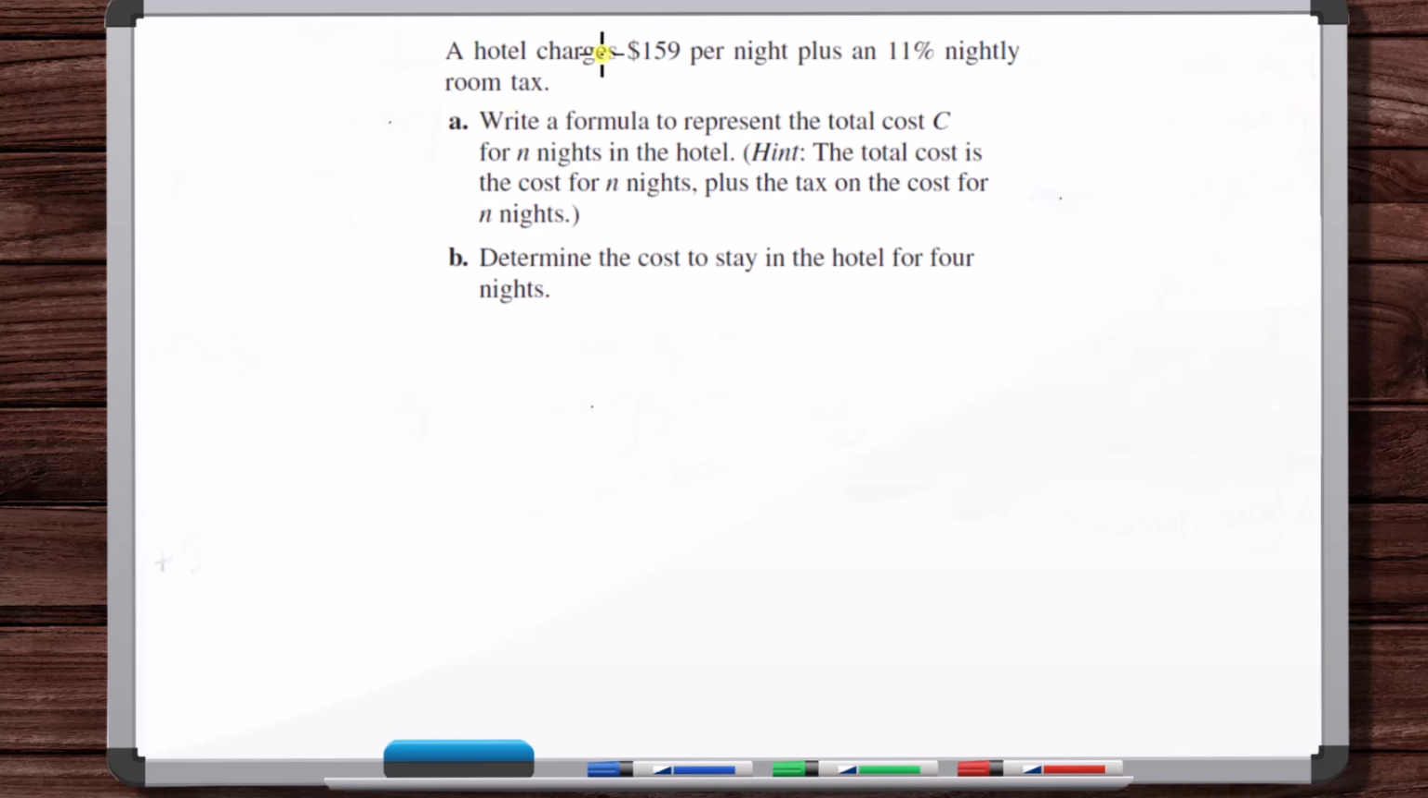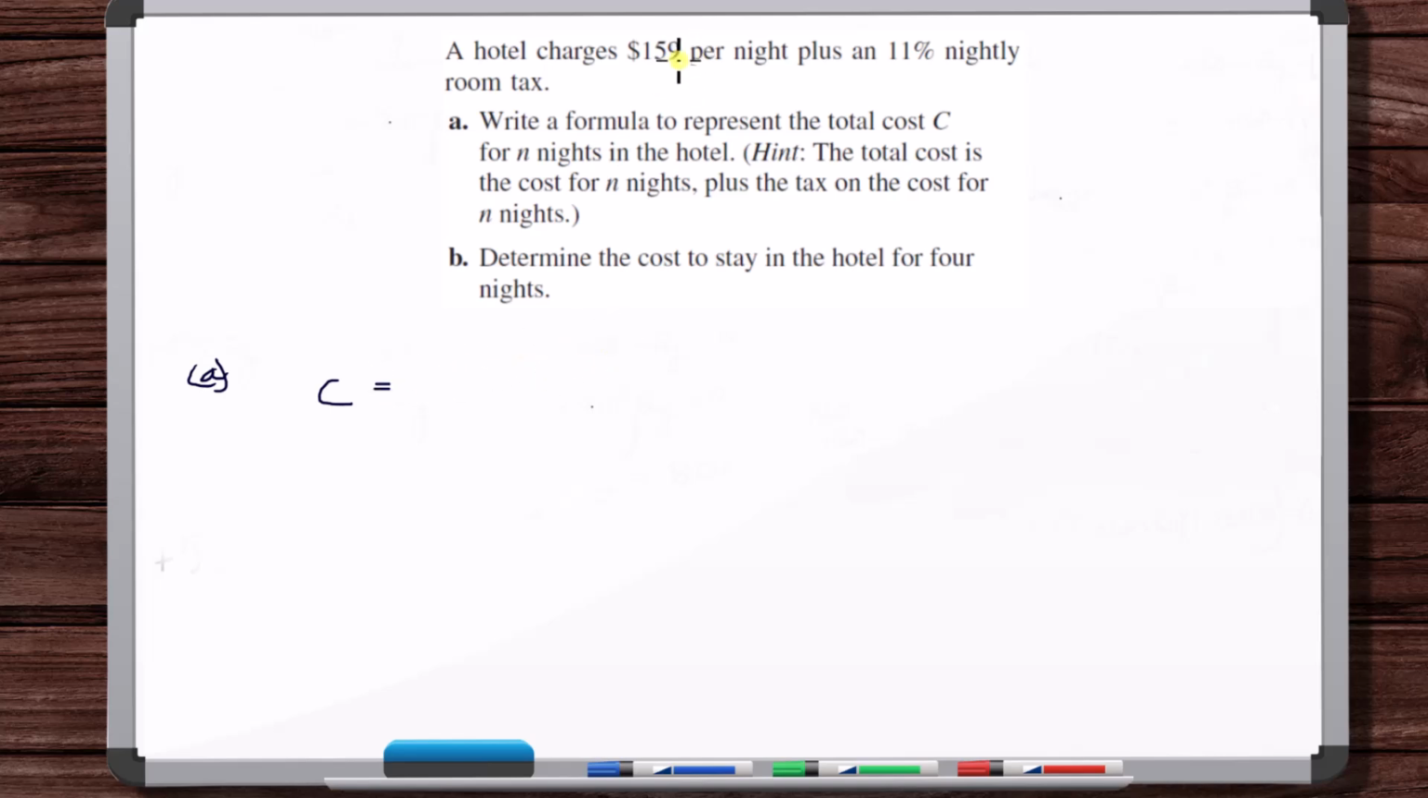Last problem. A hotel charges $159 per night plus an 11% nightly room tax. Part A. Write a formula to represent the total cost C for N nights in the hotel. Hint, the total cost is the cost for N nights plus the tax on the cost for N nights. All right, so write a formula for what? That represents the total cost. C is equal to what?